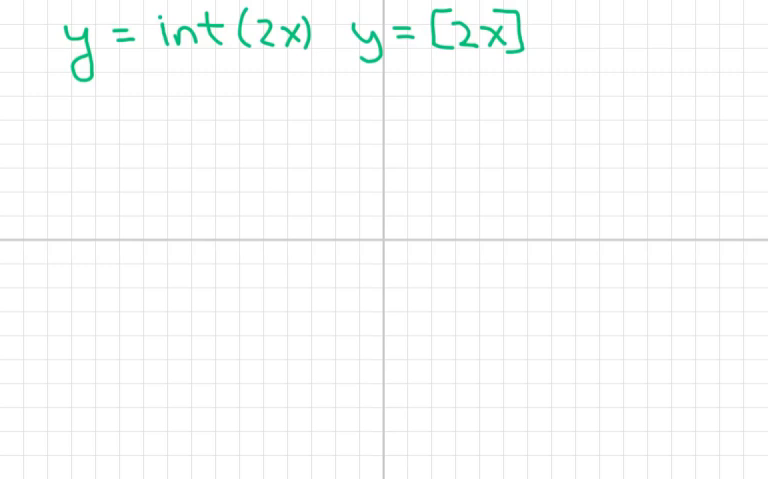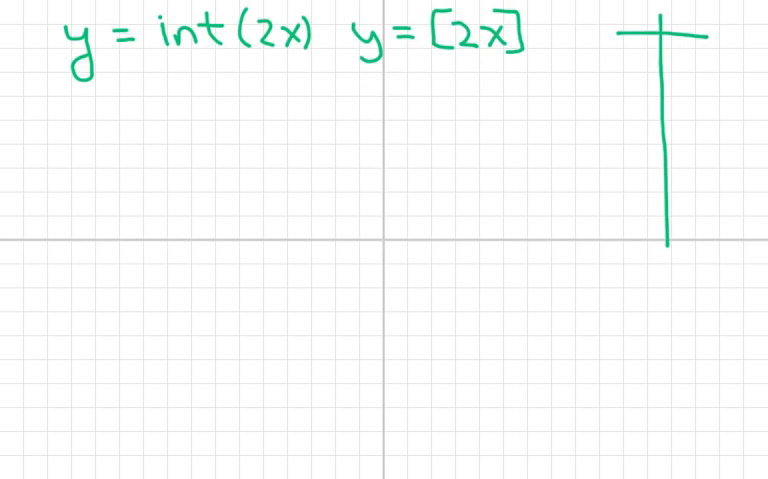Let's talk about the greatest integer function. I suggest you look it up in the book on page 111. The greatest integer function is the greatest integer less than or equal to x. So let's do a table of values real quick.